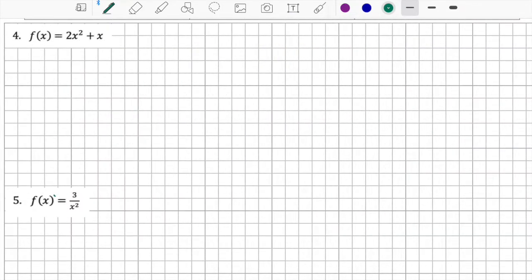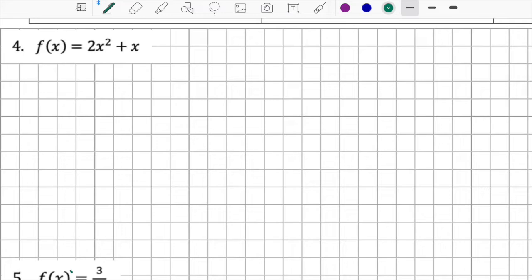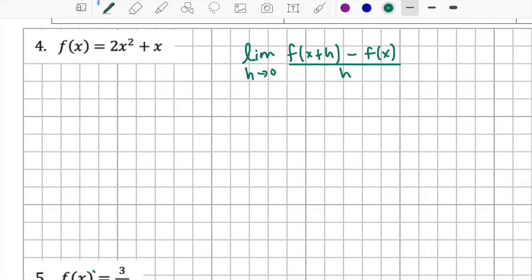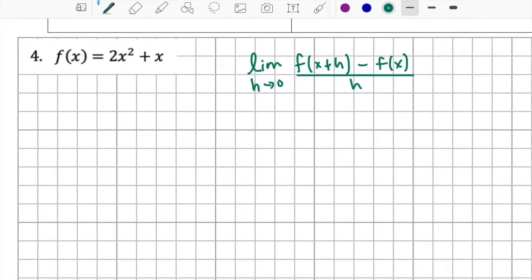On to example number 4. So we're going to do the same thing. We want to find the limit as h approaches 0 of f of x plus h minus f of x, all of that divided by h. So just like we previously did on the side, let's find out what is f of x plus h.